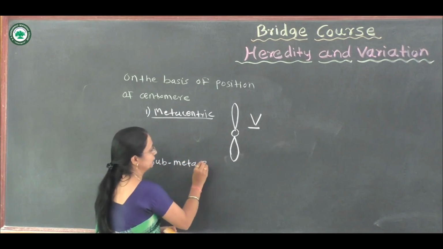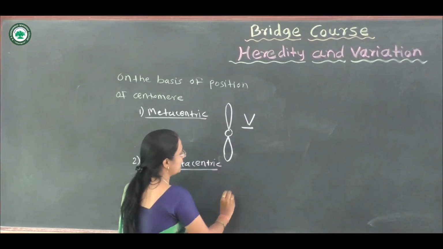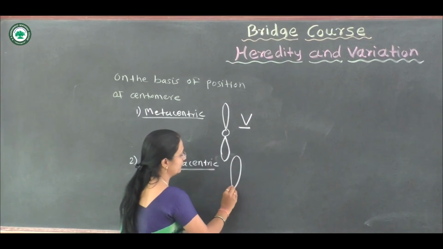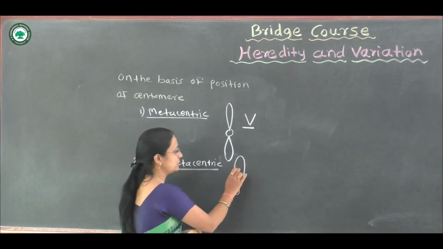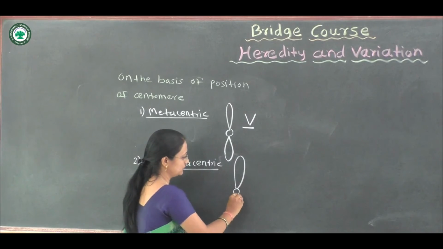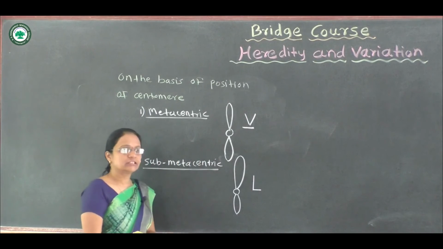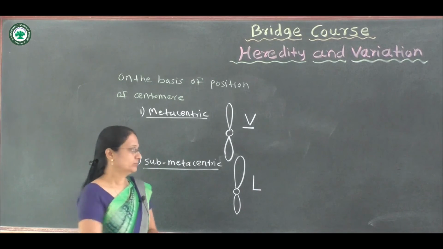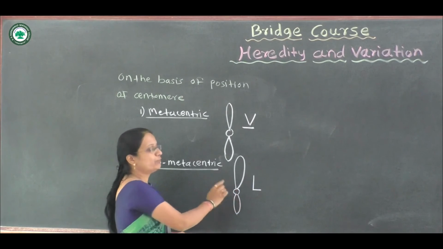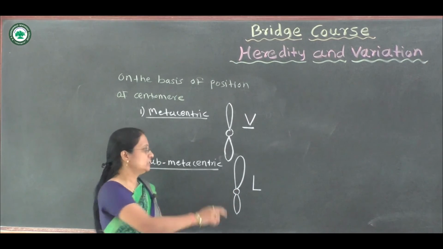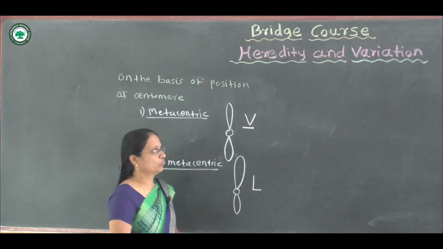submetacentric chromosome. In the submetacentric type of chromosome, one arm of the chromosome is long, the centromere is at that point, and as compared to the first arm, the second arm is short, and this chromosome appears as an L shape. The centromere is away from the center, therefore it is termed the submetacentric type of chromosome.